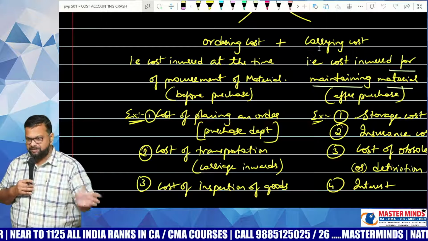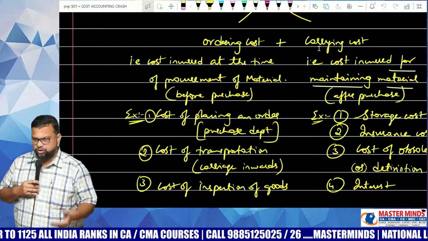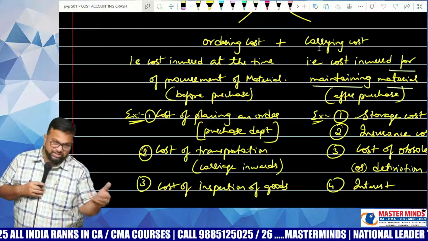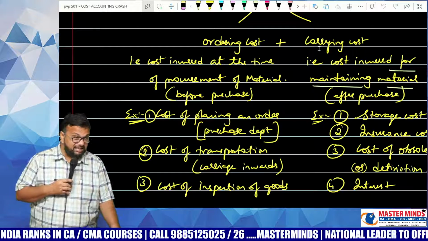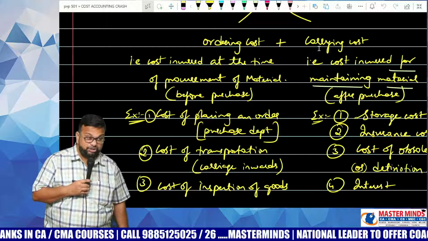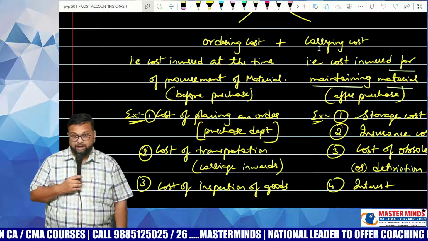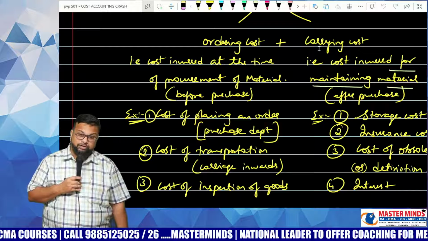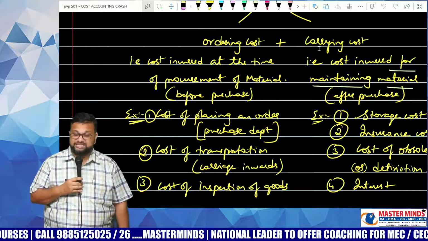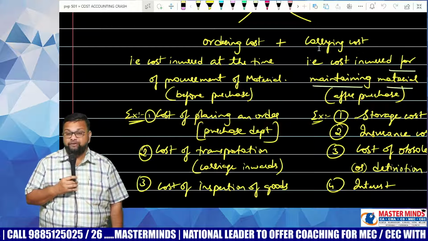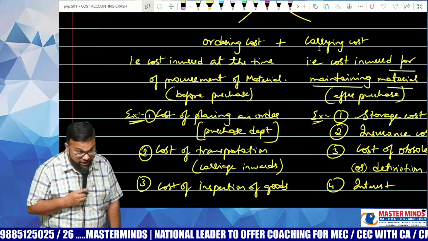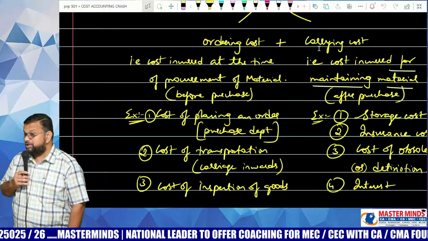Different departments take up different activities. So EOQ is related to the purchase department: in what size, in what quantity the raw material is to be purchased. The purchase department, along with the cost accounting department, has to decide how much quantity of raw material is to be purchased, so that additional cost is minimum.